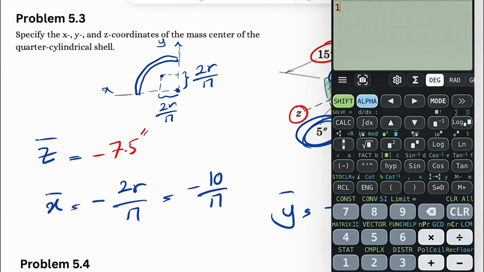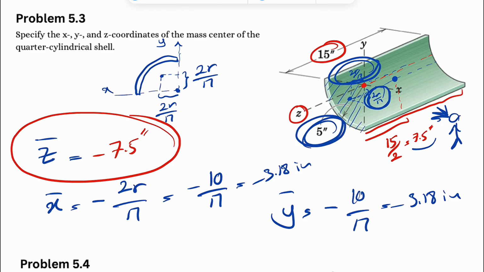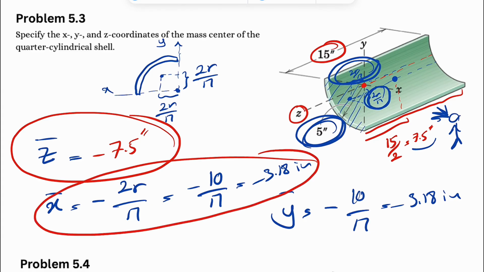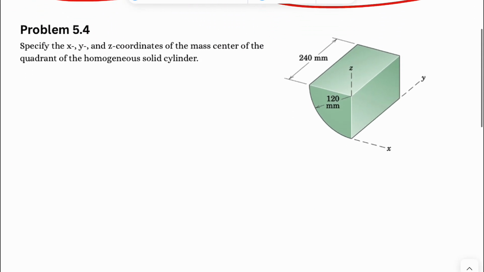We can calculate it here. 10 divided by pi is 3.18. So negative 3.18 inches, and negative 3.18 inches. And that's going to be the final answer. So our Z is this value, X is that, and that's going to be our Y. So that was the first one. Let's move on to the second one.